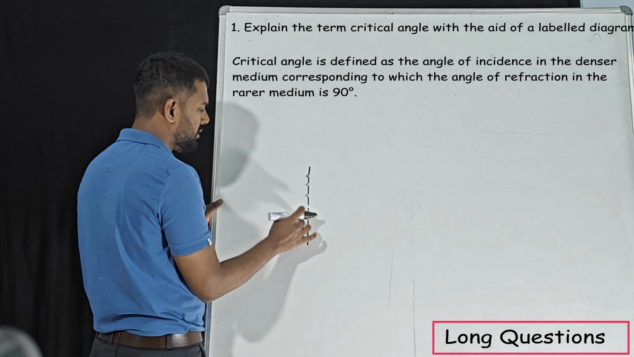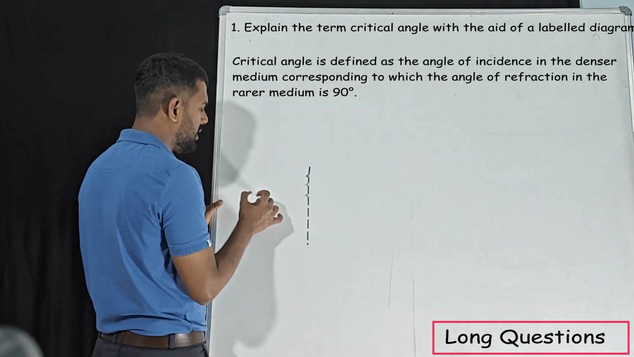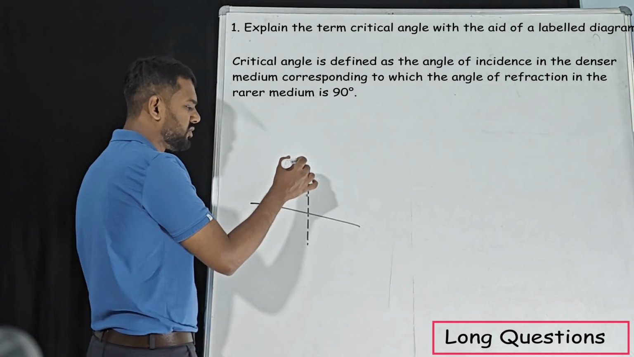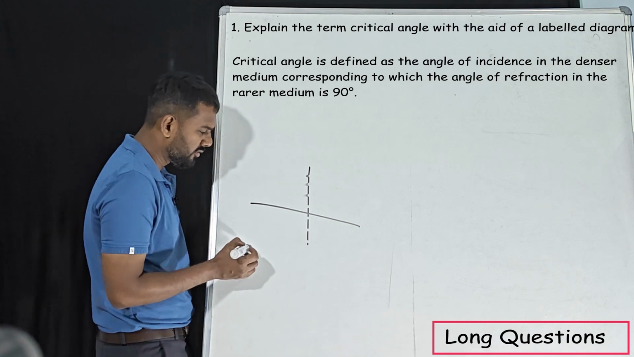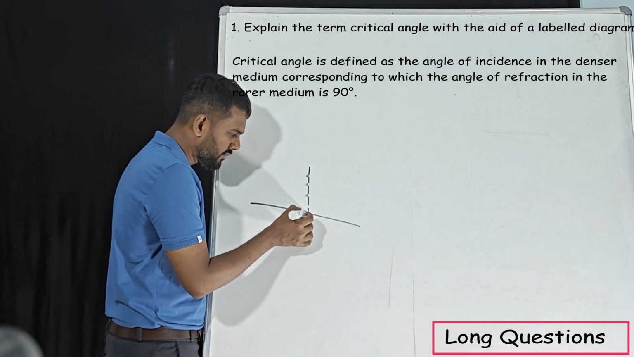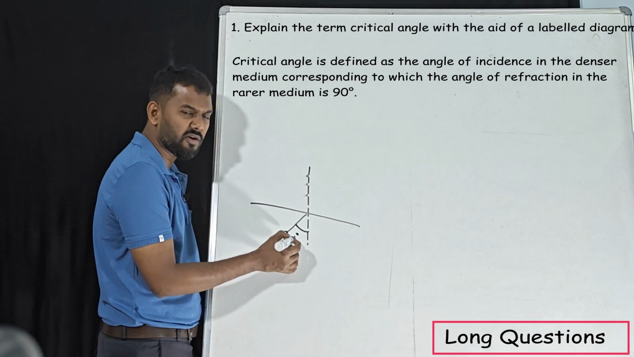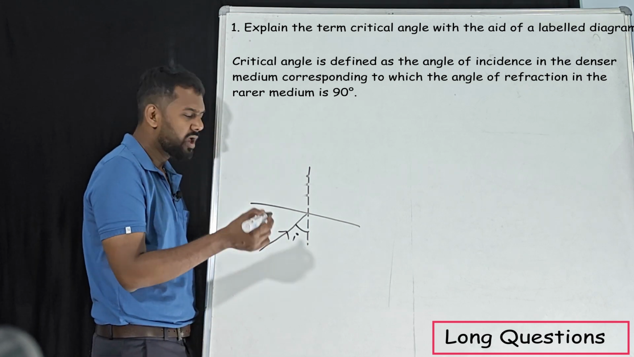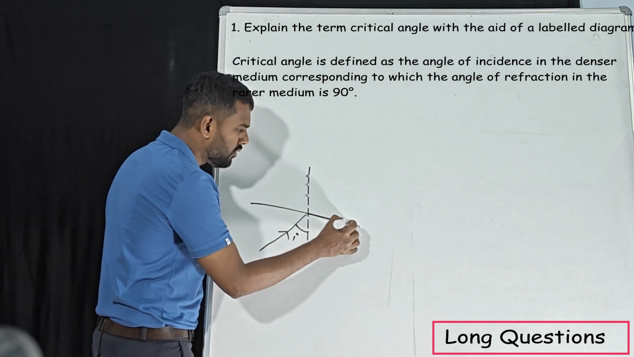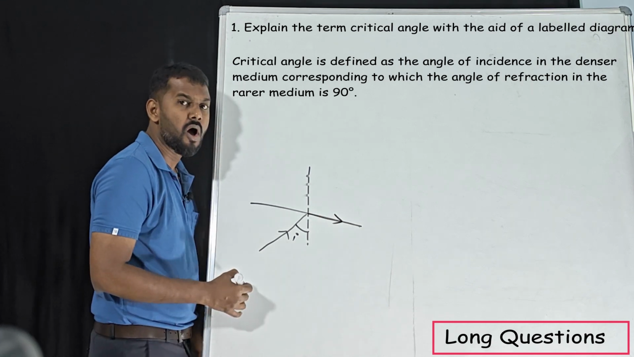This is the normal. So never ever should you write the normal first. First you have to write the incident ray. Okay, this is the angle of incidence. If the angle of incidence is equal to the critical angle, it will go along the surface.